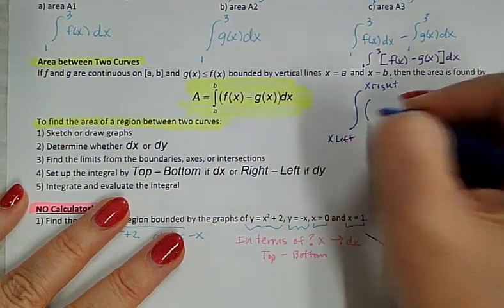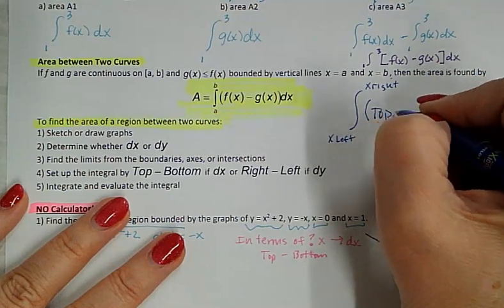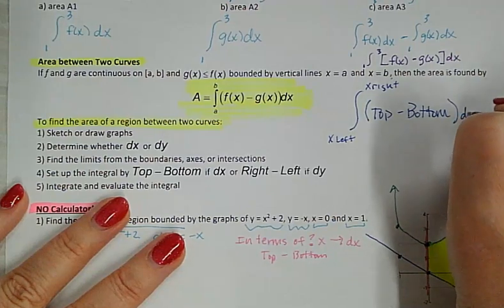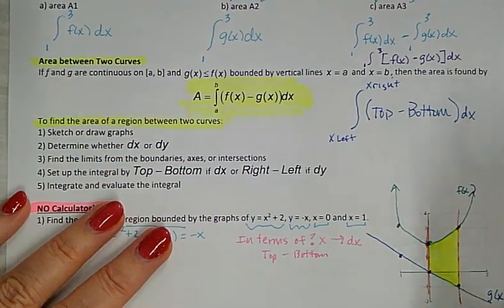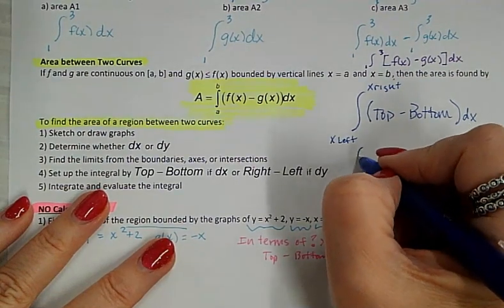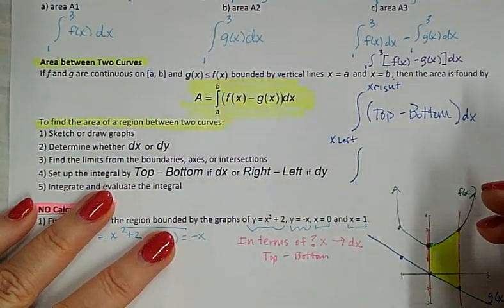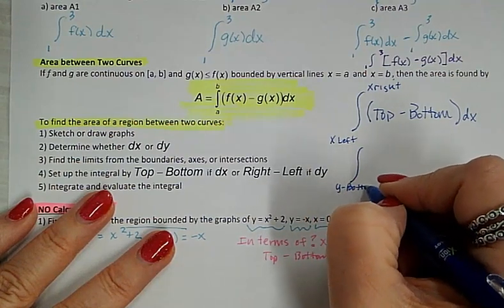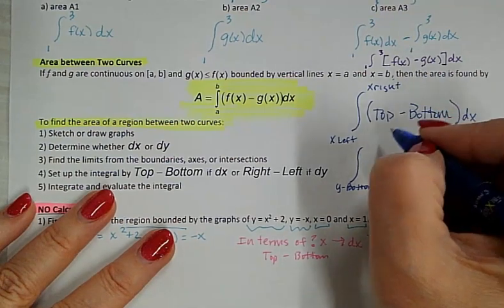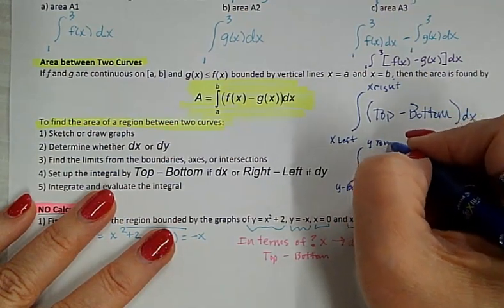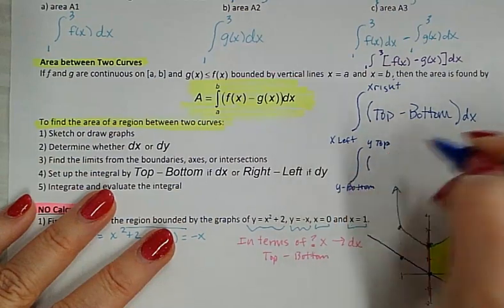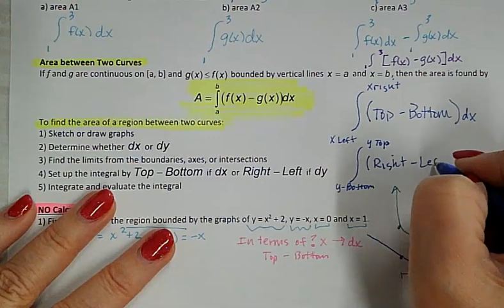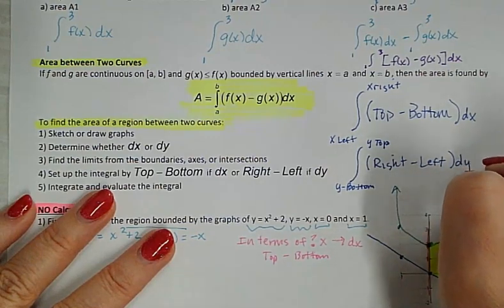And then in here in your integral, it's going to be top minus bottom, and it will be a dx situation. If it is in terms of y, then we're going to use y bottom, and we're going to use y top, and then inside it's going to be right minus left and a dy situation.